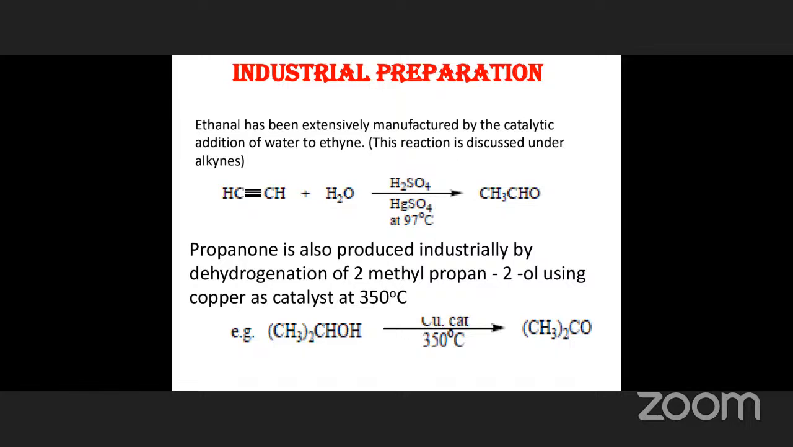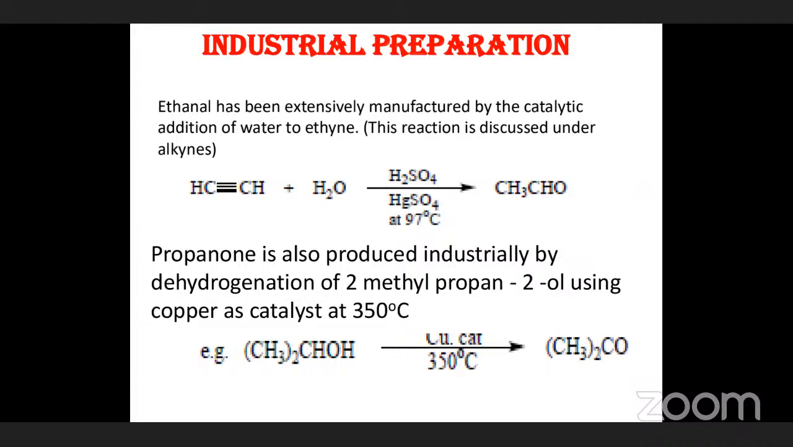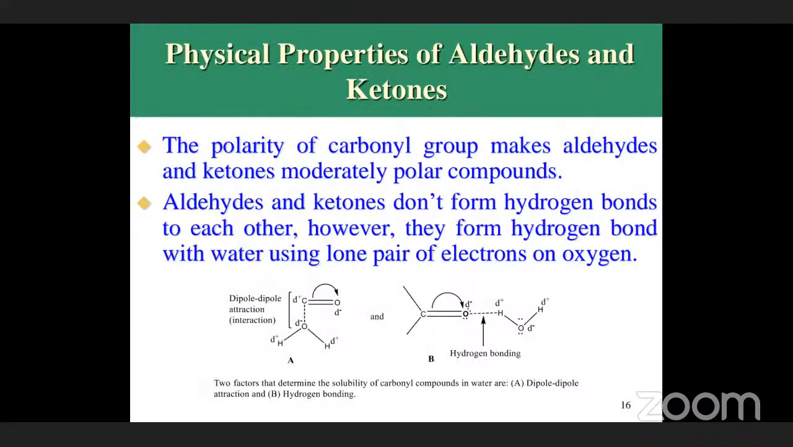So you can also use that to produce a ketone. You need a copper catalyst at 350 degrees centigrade. So those are 2 examples: one to prepare an aldehyde, another one to prepare ketones. Those are industrial methods. Now let's quickly look at some of the physical properties.